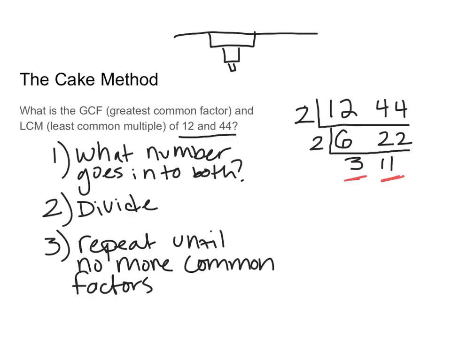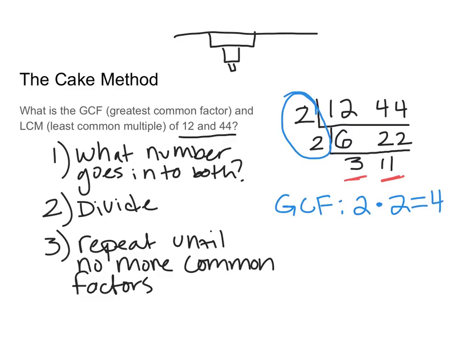Now, how did this help us find the greatest common factor? If we look on the side, those factors, the numbers that went in, there was a 2 and a 2. So the GCF is going to be 2 times 2. We just have to multiply those numbers on the side. And that gives us 4.